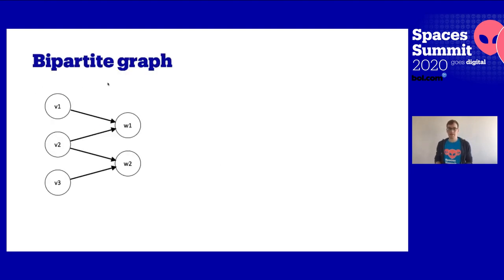And then the last constraint is a bipartite graph. So that's a graph where you have two groups of nodes and the connections only go from one group to the other group. And this can be useful if you're modeling an assignment problem, for example. So you have people and you have jobs, and you want to assign people to jobs, and you can model that using a bipartite graph and then solve it much more easily.